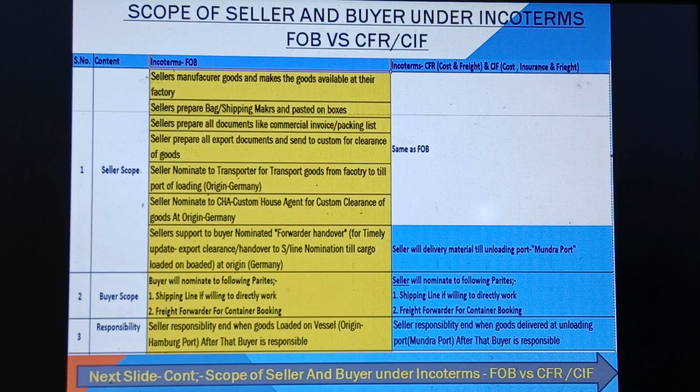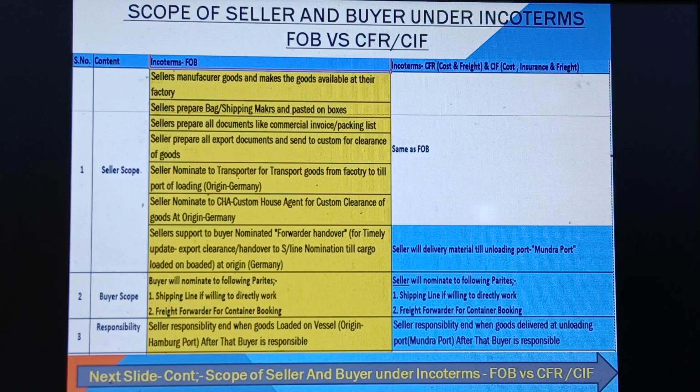What is the seller scope? Almost the same five points as FOB apply in CFR and CIF. In the last step, in this case, the seller will deliver material till the unloading port, Mundra port. The seller is completely responsible for delivery. Second is the buyer scope. In FOB, the buyer will nominate the following parties: number 1, shipping line if willing to work directly, and number 2, freight forwarder for direct container booking. This is the buyer scope.